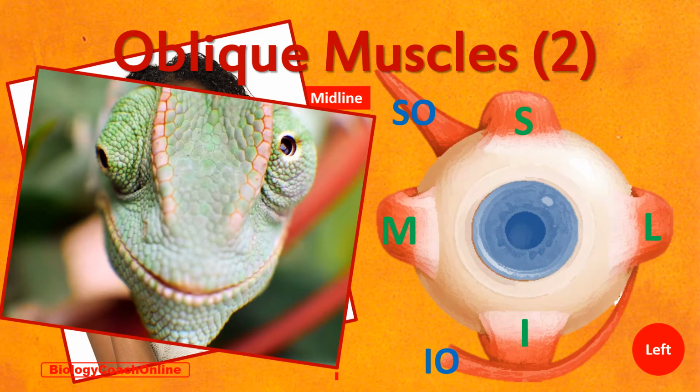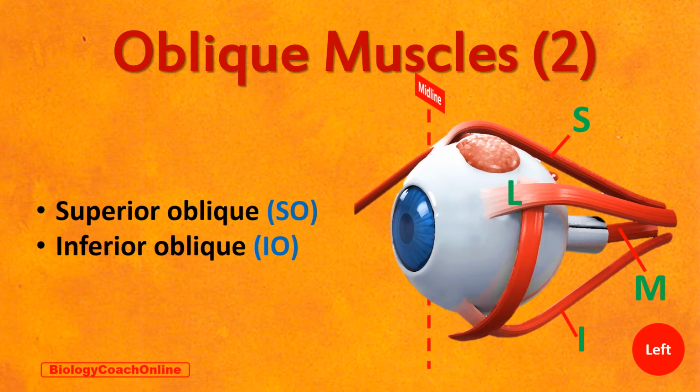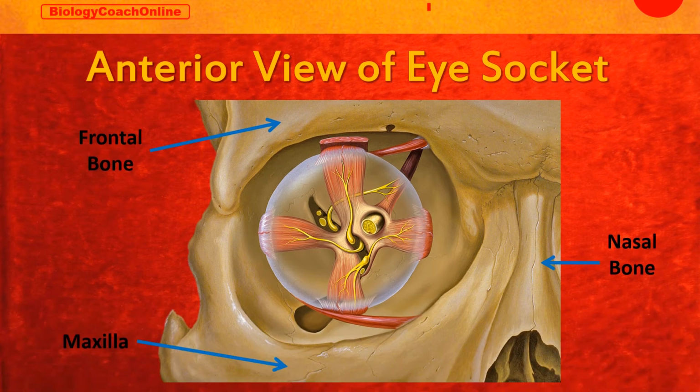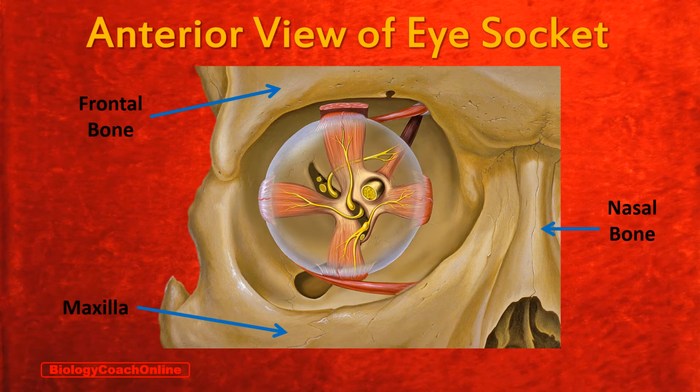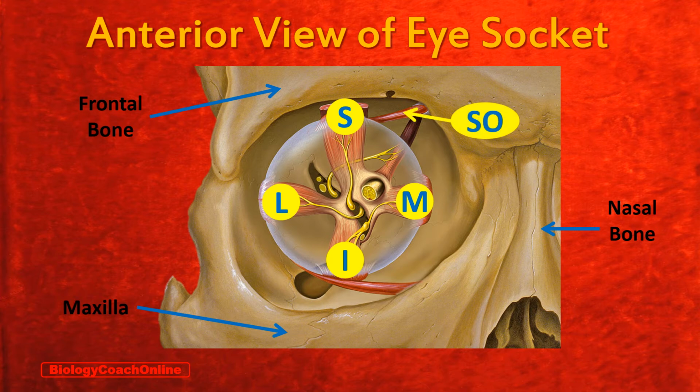So looking once again at the lateral aspect of the left eye, we see the superior oblique here and the inferior oblique here. One final look at the eye socket from the anterior aspect with the eyeball removed, or at least transparent anyway. So this is the optic nerve. And here we see superior rectus, medial rectus, inferior rectus, and lateral rectus. And then we have the superior oblique here and the inferior oblique right here.